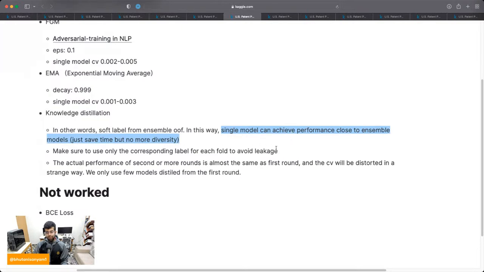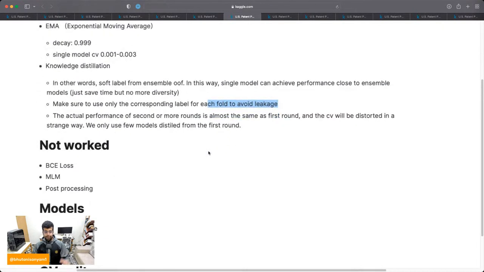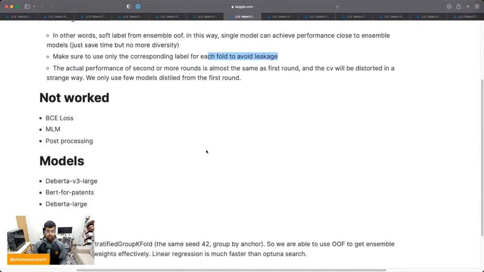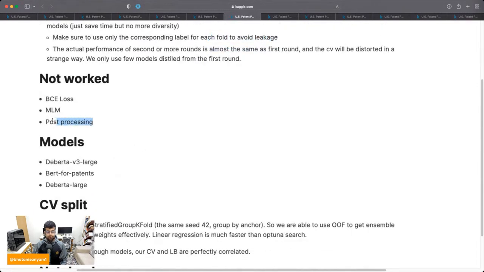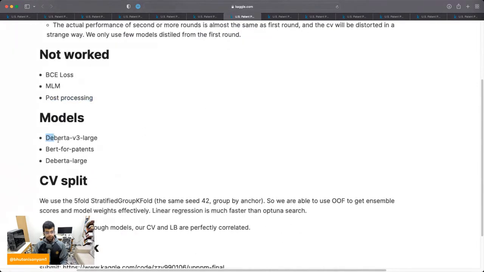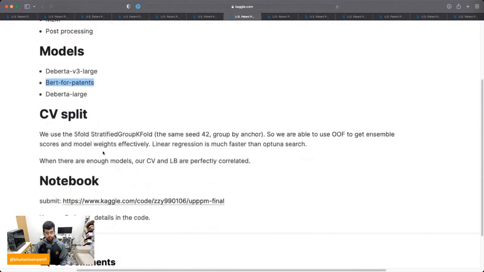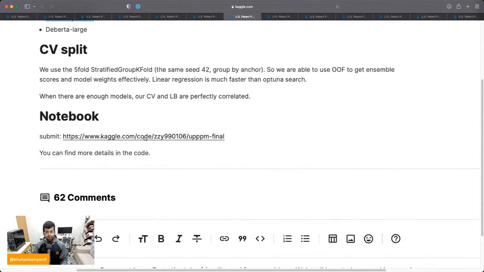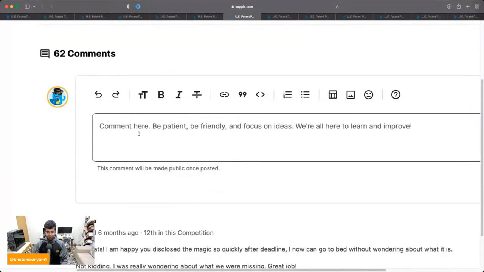And they also shared how they avoided the leakage for this case. MLM did not work for these guys, and neither did BCE loss or post-processing. They used Deberta V3L, BERT for patents, and Deberta large. And their inference notebook is open sourced, published on Kaggle, so you can check that out.